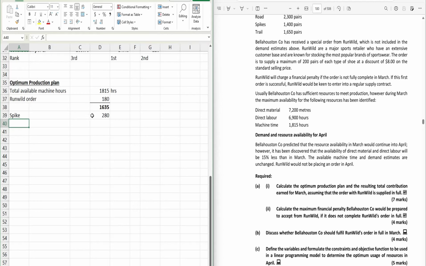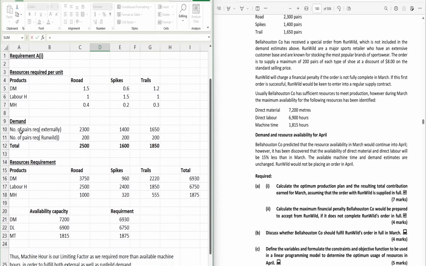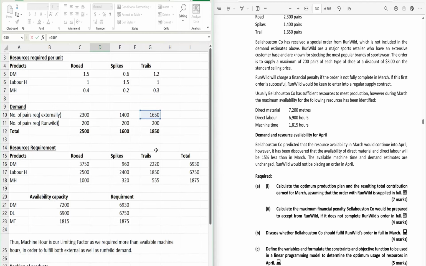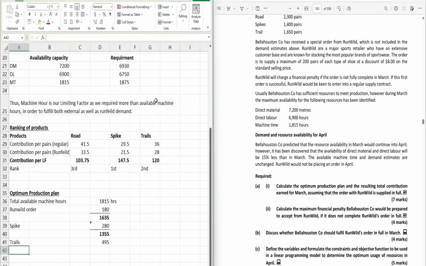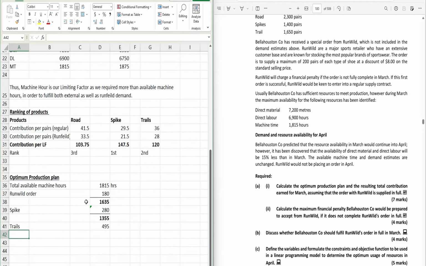This will give 280. So how much is remaining again? Remaining is 1355. So now we will move to the trials. How much demand is there for the trial? It is 1650. We will not take the 8050 because we had already fulfilled the Run Wild order. So we will multiply with the machine hour. This will give us 495. So how much is remaining?